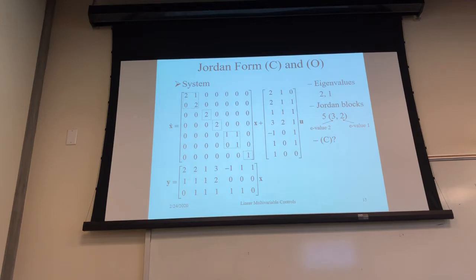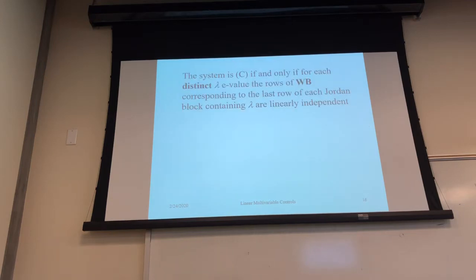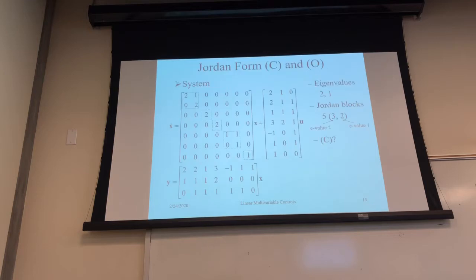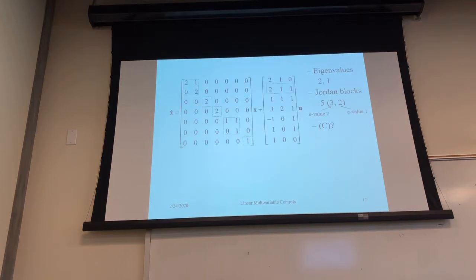But how to do that? Recall what we said. The system is controllable if and only if for each distinctive eigenvalue, the last rows of this WB matrix corresponding to the blocks containing this lambda are linearly independent. What does that mean? Which rows? 3, 2, 1. This row is a WB. For this one, this last row is 1, 1. This last row is 2, 1, 1, right?